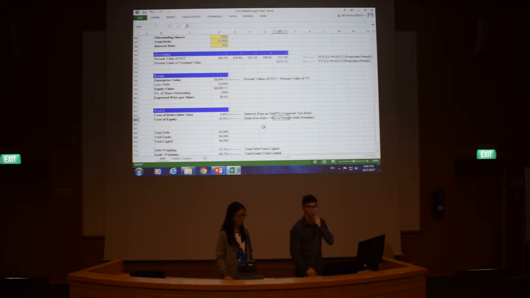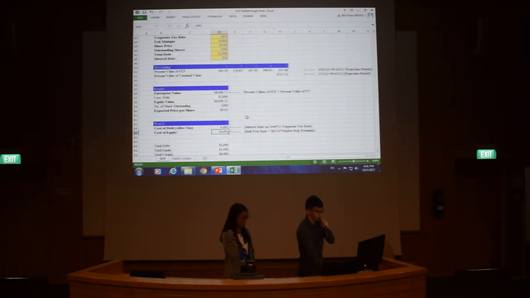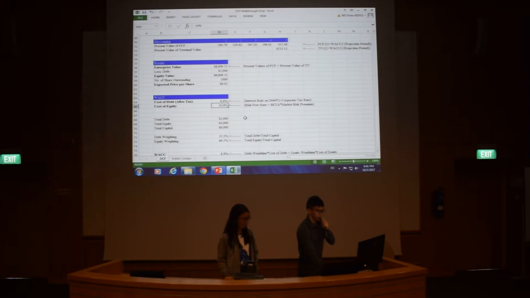The beta is how volatile the stock is compared to the market, and the market risk premium is simply the market return minus the risk-free rate. For the sake of simplicity, we just set it as 10% for now, but it might differ.